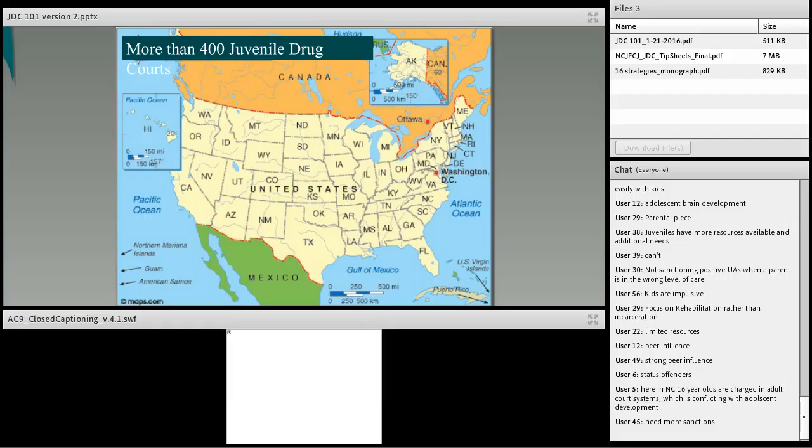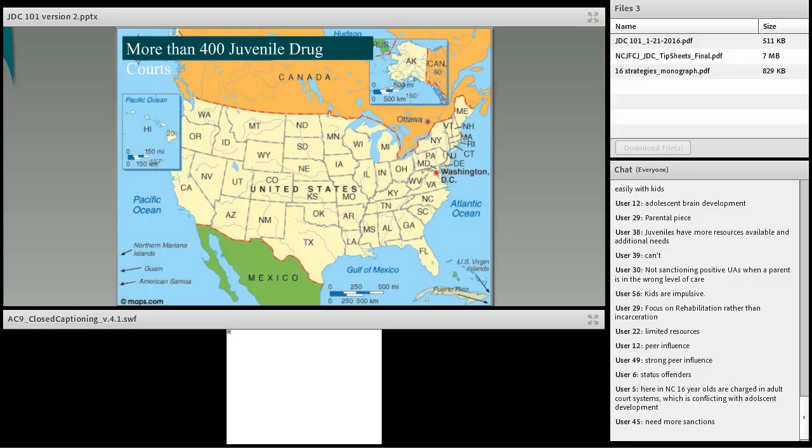They operate in territories. We have a drug court in Guam. We have a drug court in Puerto Rico. So it is something that is here to stay. Juvenile drug courts are here to stay. There is an enormous amount of congressional support for juvenile and adult drug courts. So there is funding, and that's why I have money to help all of you.